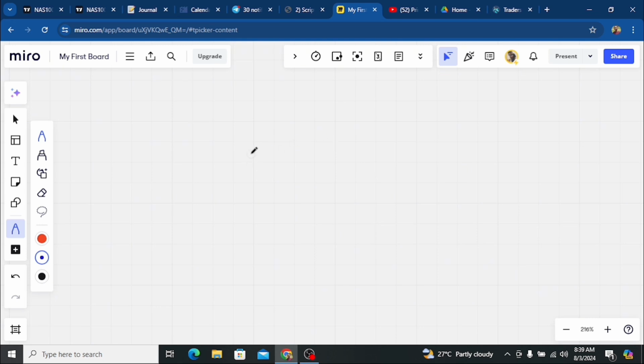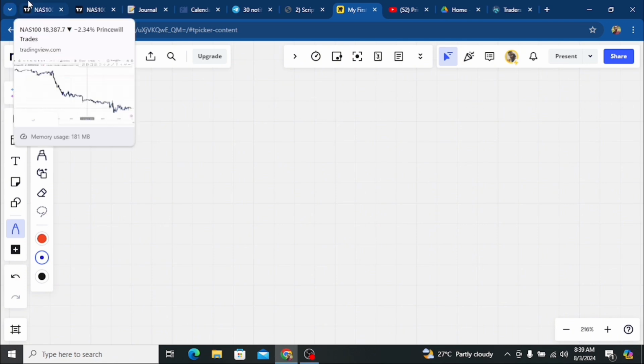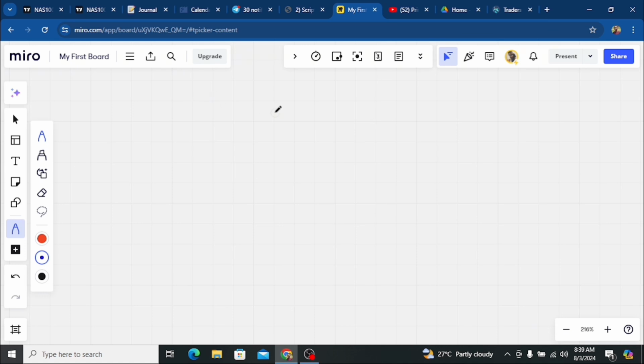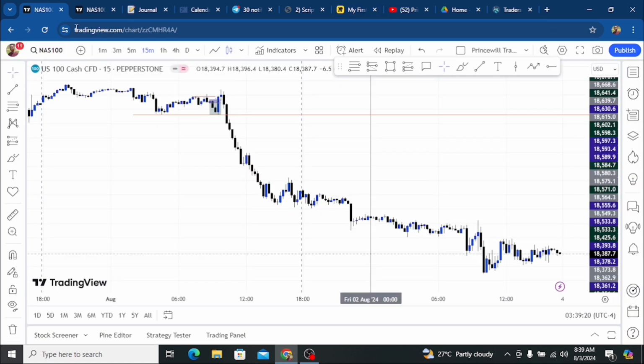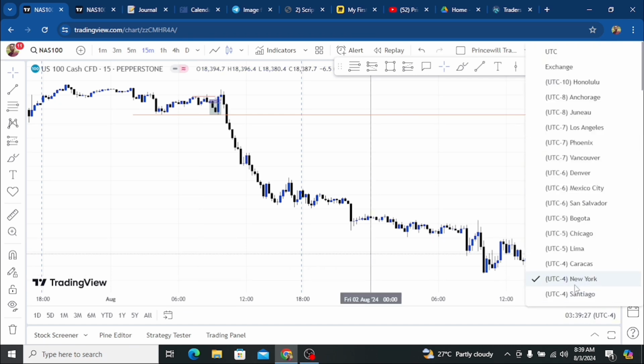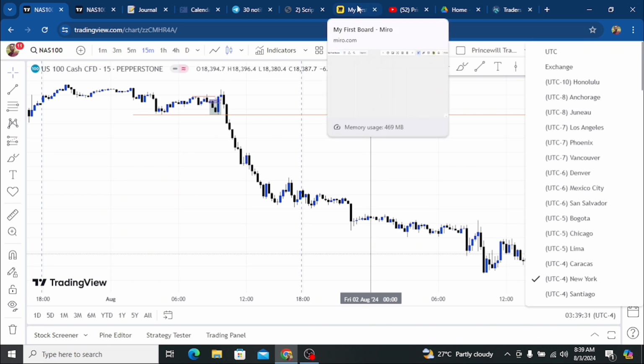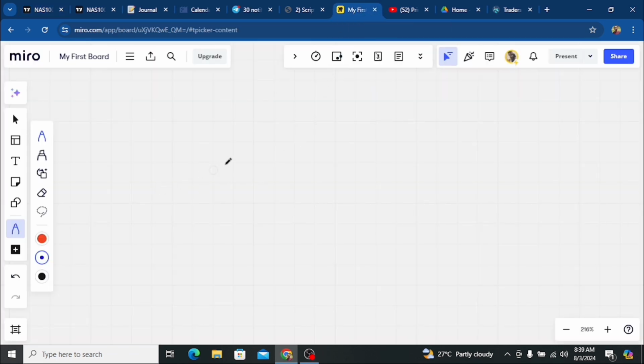All right. So now, what do you need to have in place? First things first, you need to have your charts set to New York local time, just like this. It's set to New York local time. That's the very first thing you need to have in place.